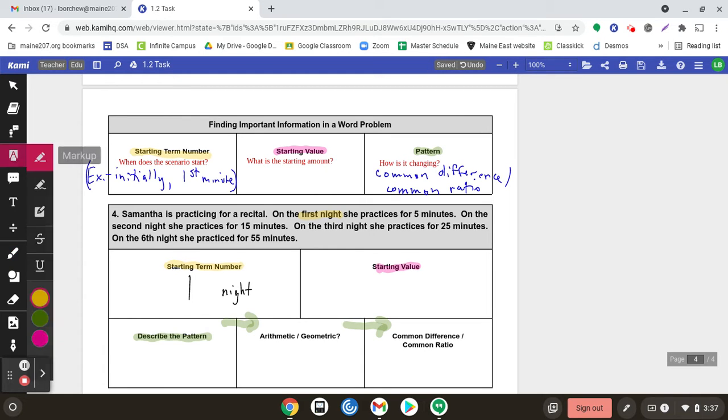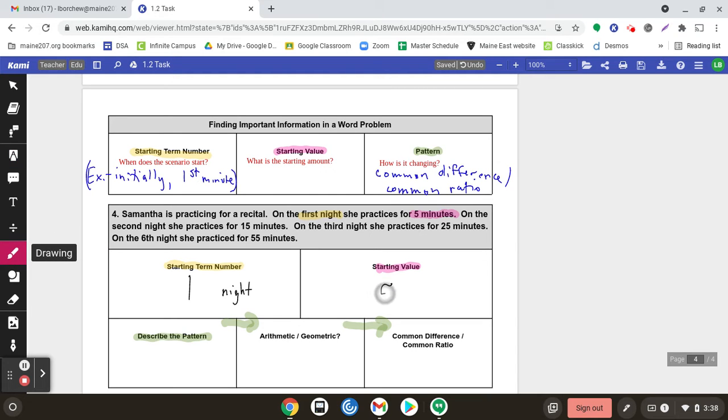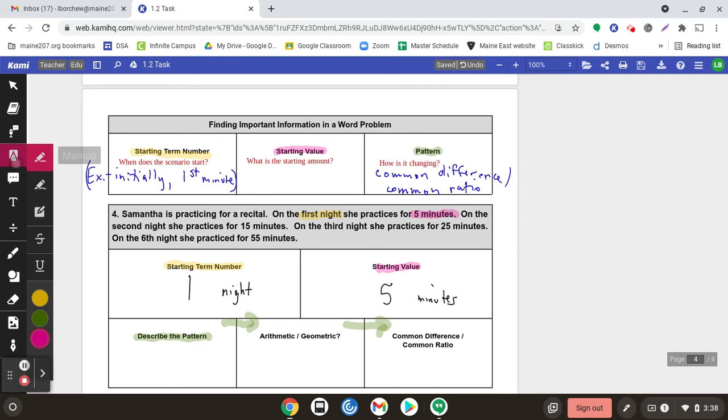Starting value was in pink, and it answered the question, what is the starting amount? Well, on the first night, what did she have? What would she start with? She's practiced for 5 minutes. So the starting amount would be 5, and the units are there, so I will label them minutes. And last but not least, the pattern. So how is this changing?